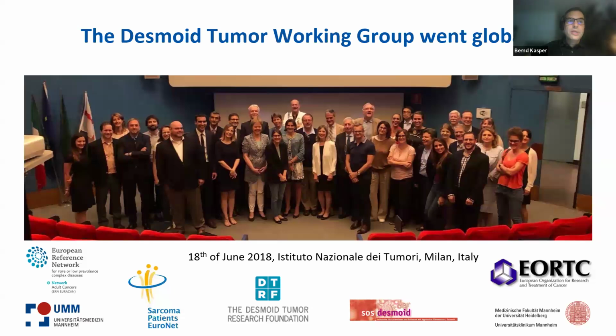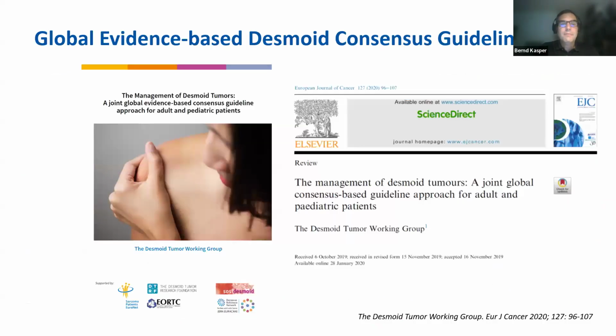First of all, we performed a really consolidated literature search, which was done by an external institute based here in Germany. And the second thing, which I think is even more important, is that the Desmoid Tumor Working Group went global. So we invited our colleagues from the US, from Canada, from Asia, and the group became bigger and really became global. If you go to the next slide, that was the initiative from 2018, and we published that first global consensus paper in 2020 in the European Journal of Cancer.